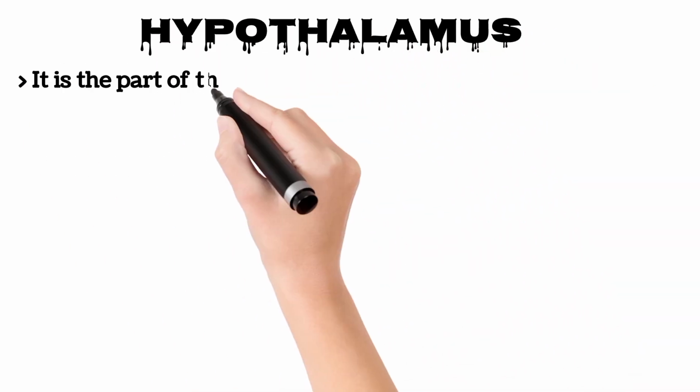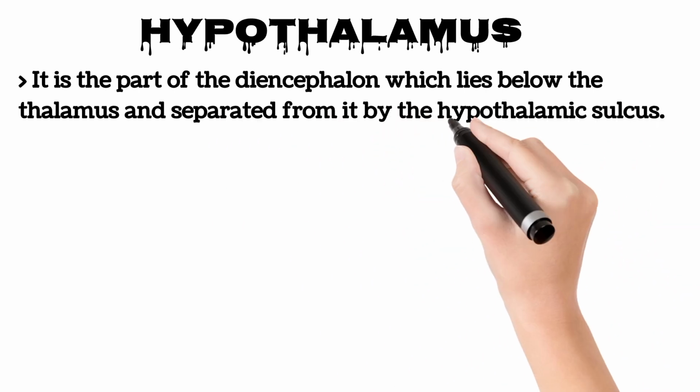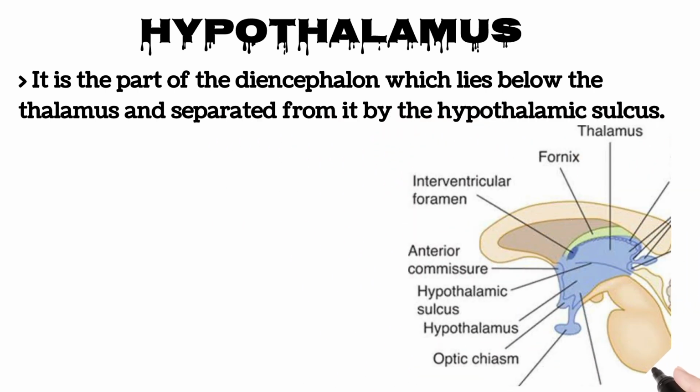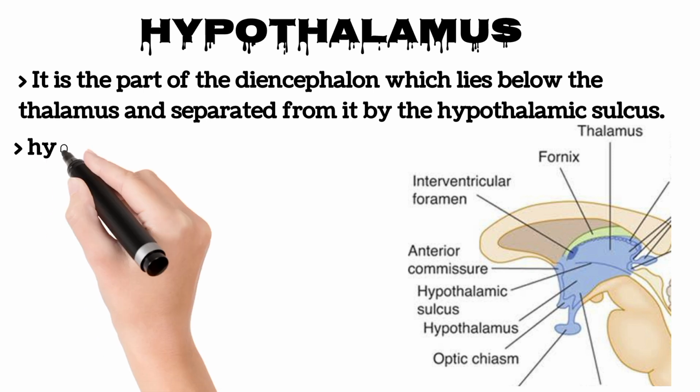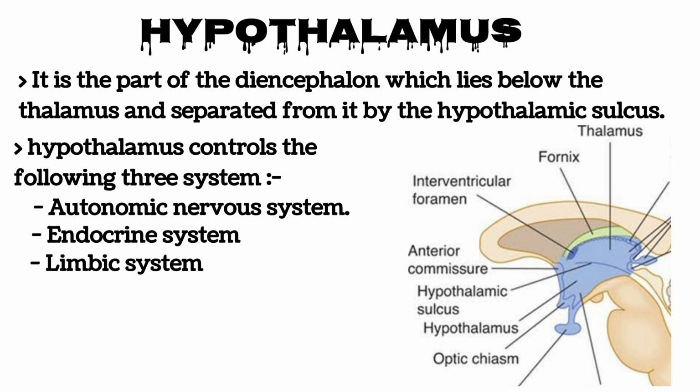Now we will learn hypothalamus. It is the part of the diencephalon which lies below the thalamus and separated from it by the hypothalamic sulcus. We can see the hypothalamic sulcus. Autonomic nervous system, endocrine system and limbic system: these three systems are controlled by hypothalamus.